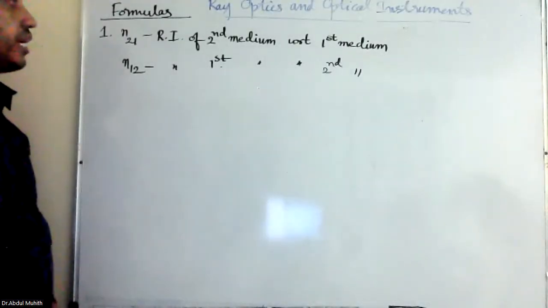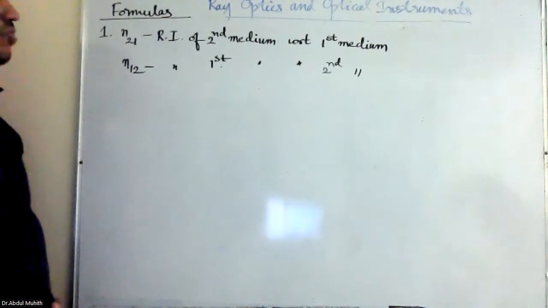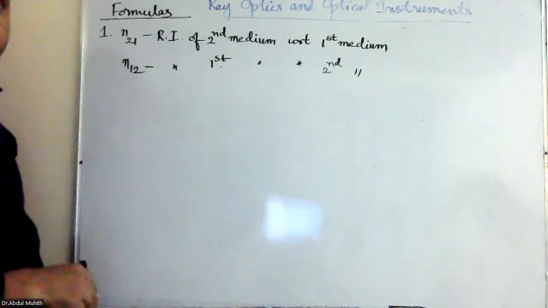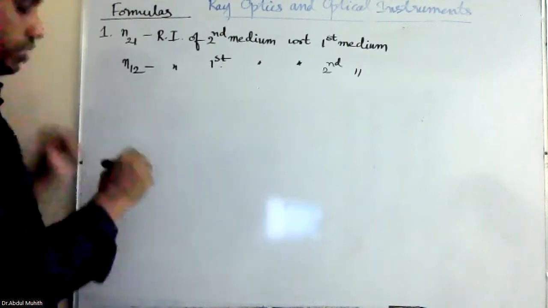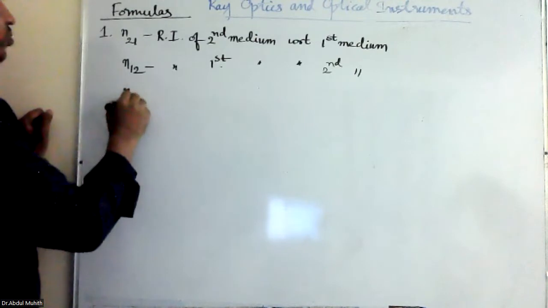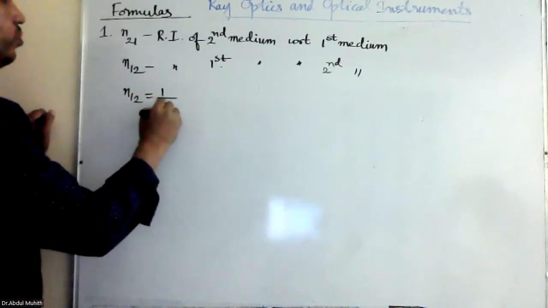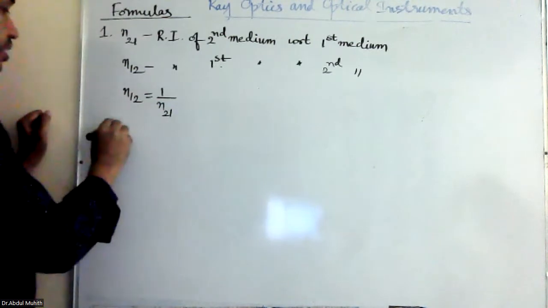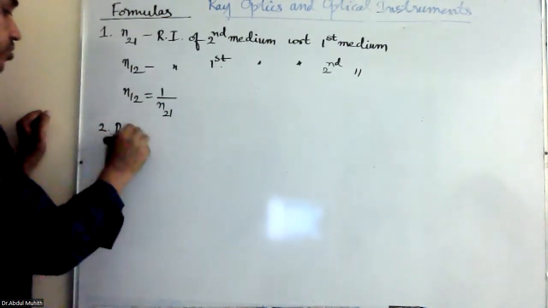So for formulas, n21 is the refractive index of the second medium with respect to the first medium, and n12 is the refractive index of the first medium with respect to the second medium. Okay, so we'll write all the refractive index formulas. Keep that in mind. n12 is equal to 1 by n21. Second one is refractive index. There are 3 formulas. What are the 3 formulas?